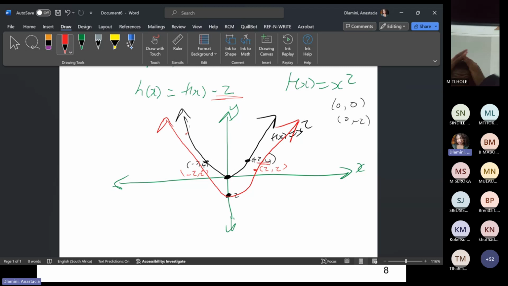Are we all together with the shifting? Yes. So that is vertical, meaning up or down.